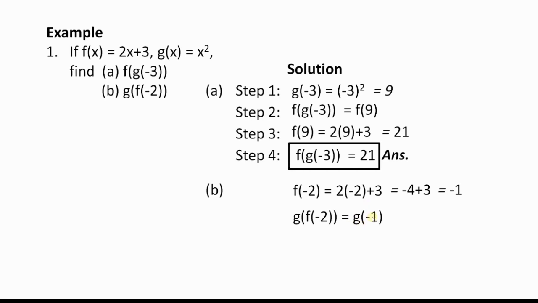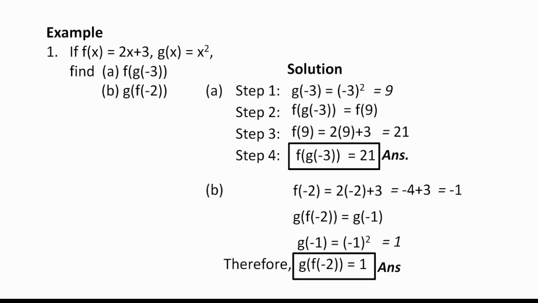So we evaluate g of minus 1 using the g function. We now have g of minus 1 equals minus 1 squared. Minus 1 squared is minus 1 times minus 1, which is positive 1. So therefore, our g of f of minus 2 equals positive 1, which is the answer to this problem.